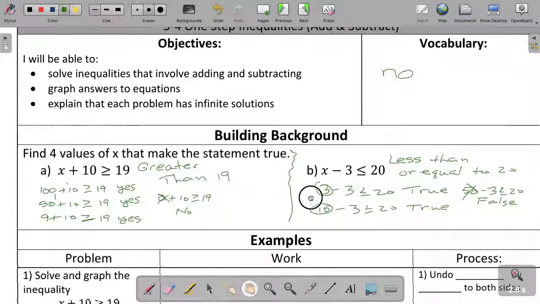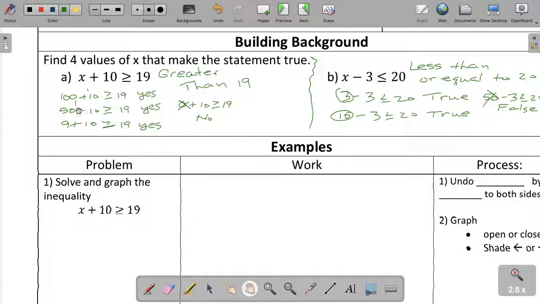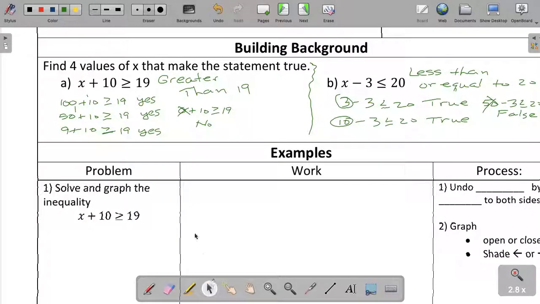I don't have any more room to write. But we can see that unlike when there's an equal sign, if this was just equal, there's only one answer. It would be 9, because 9 plus 10 is 19, and that's the only time it's equal to 19. But when I have this greater than, it means we have a whole bunch of answers, and we're going to try and figure out what those answers are.